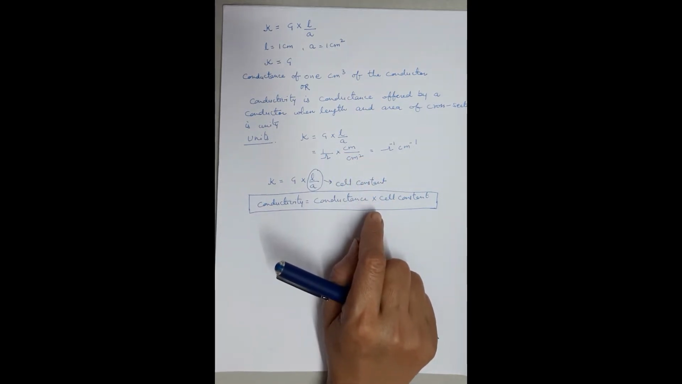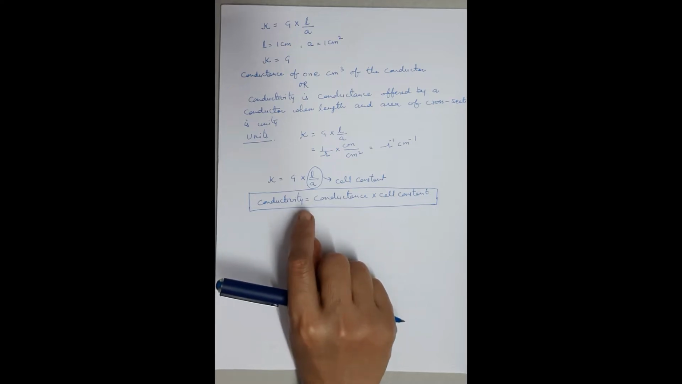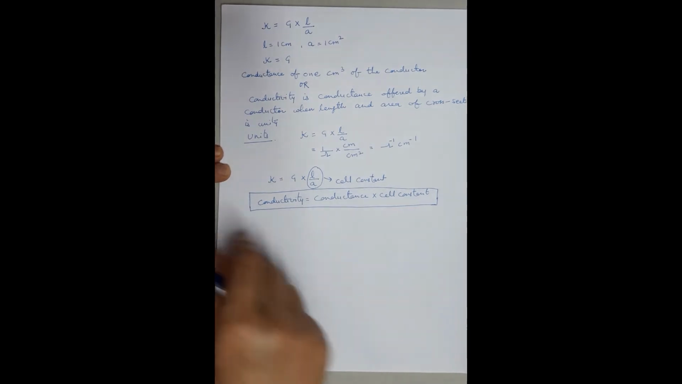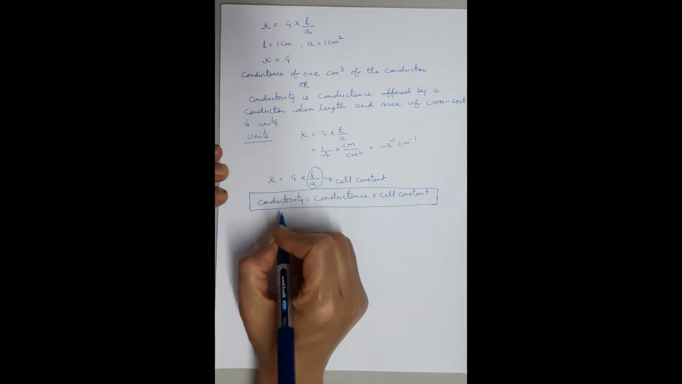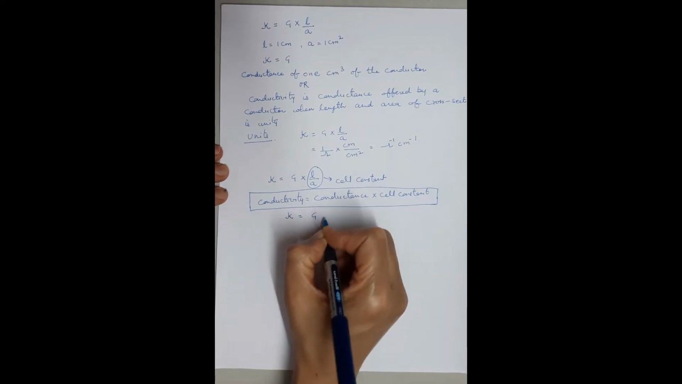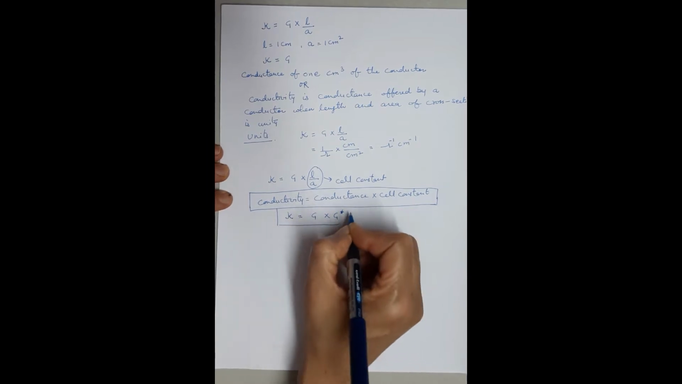So it is more convenient to measure the value of cell constant by measuring the conductance of a standard solution whose conductivity is already known. There are different values of cell constant at different temperatures. And you know, cell constant is represented by G star. So conductivity is represented by kappa, conductance by G and cell constant by G star. So this also you need to learn.